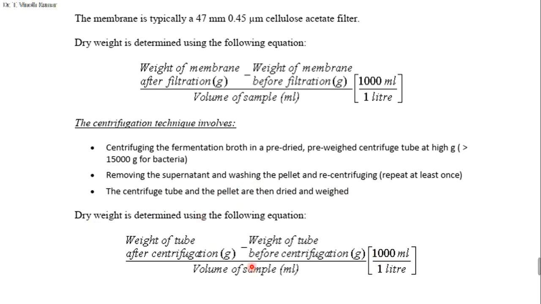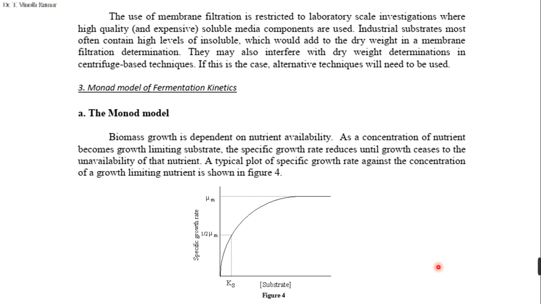This is a similar formula: the weight of the tube after the centrifugation process in grams minus the weight of the tube before centrifugation in grams, divided by the volume of the sample in ml, multiplied by 1000 ml divided by 1 liter. So this is the formula, and based on that we can calculate the dry weight. So dry weight can be calculated by two different methods: one is the filtration method, and the second one is the centrifugation method.